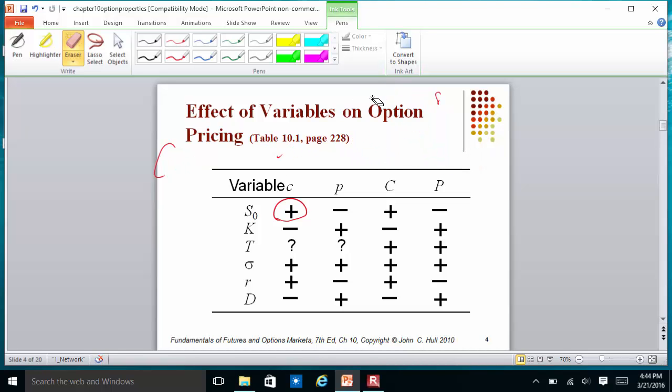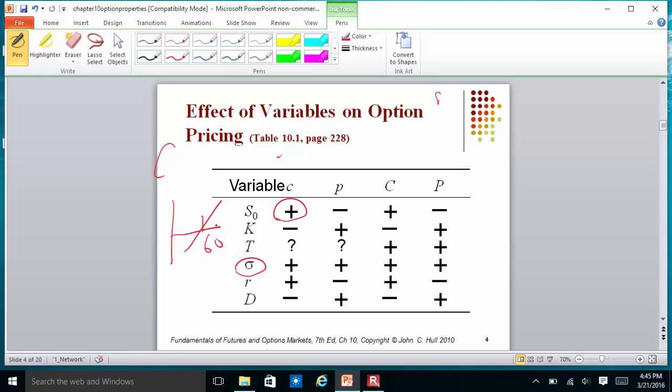And let's look at the next one. The next one is the standard deviation or the volatility. What we see here is that the higher the standard deviation, the higher is the call price or the call premium. And why does it happen? If you buy a stock, let's say you paid $60 for that.